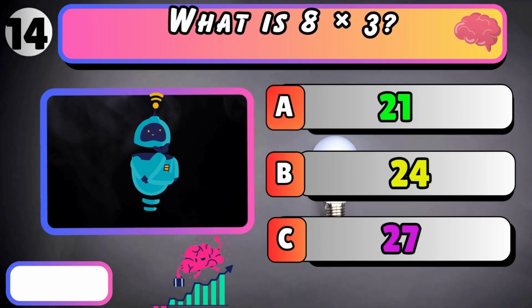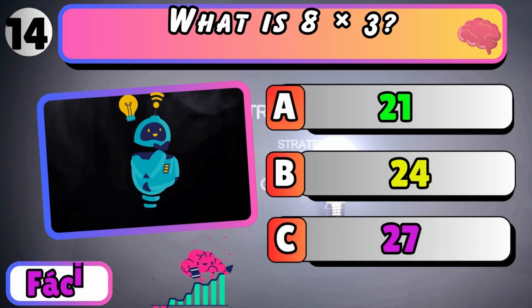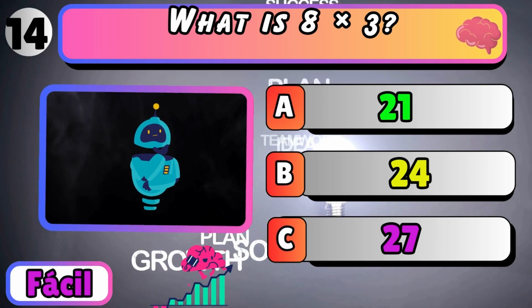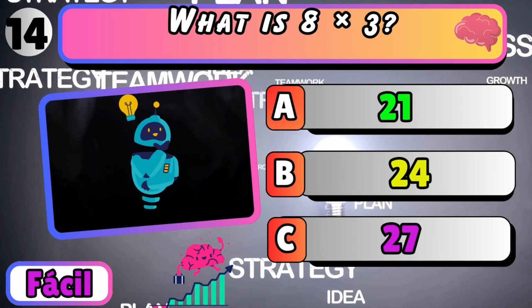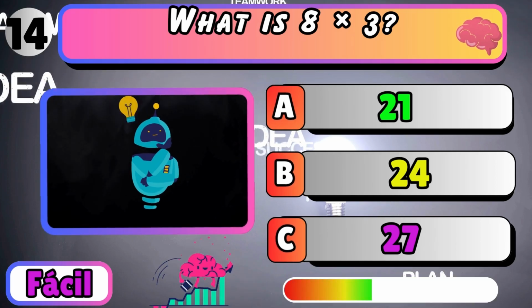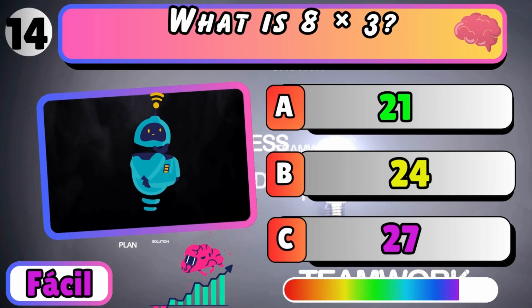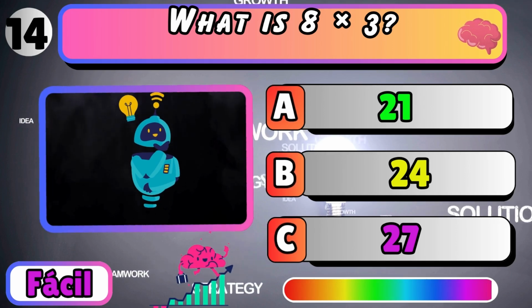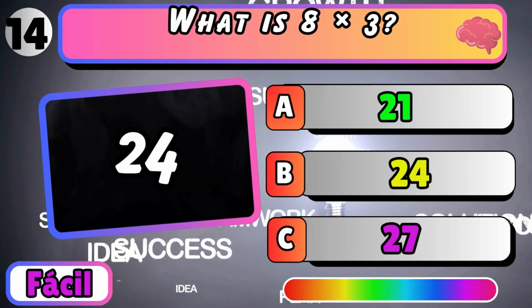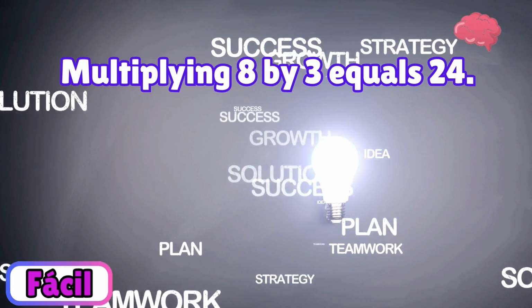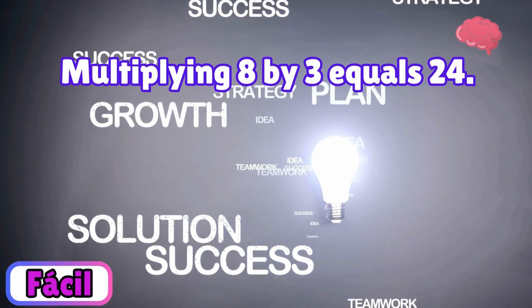What is 8 times 3? 21, 24, or 27? 24. Multiplying 8 by 3 equals 24.